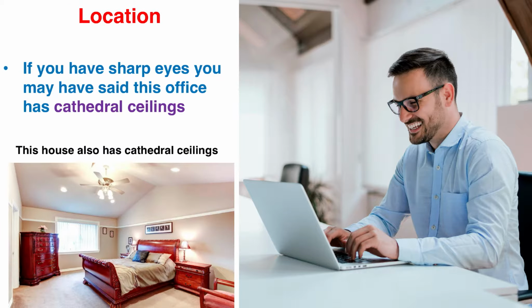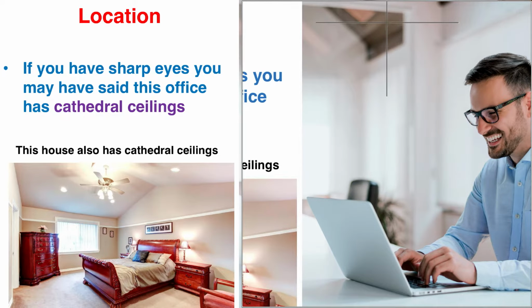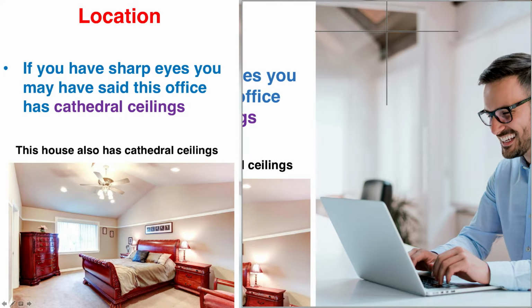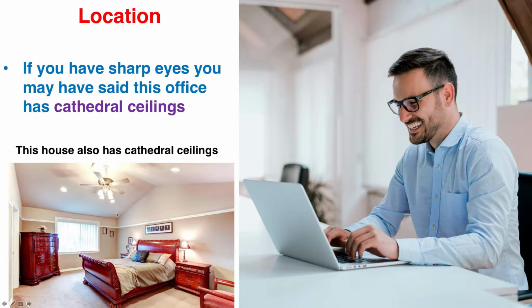Another detail you can add, if you have sharp eyes or good eyesight, you may have noticed or said that this office has cathedral ceilings. So, looking up here, you see how the ceilings rise to a point? This is referred to as a cathedral ceiling. Now in this example, it's kind of tough to see, so I'll show you a more obvious one.